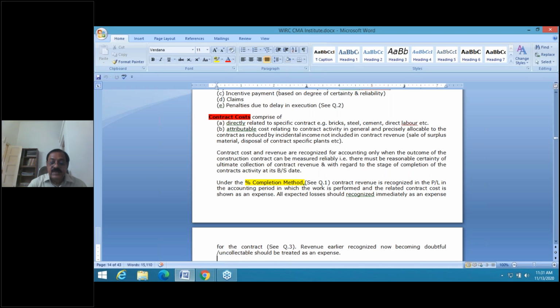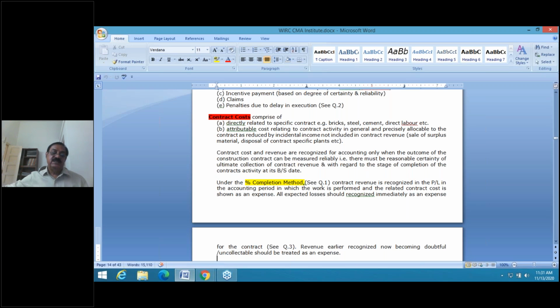Now friends, in contract costing, in your costing subject, normally you are getting work certified. If there is work certified, then you take that as your percentage completion, and that revenue you take as contract revenue. But suppose there is no architect who is certifying the work, then how will you decide the revenue?